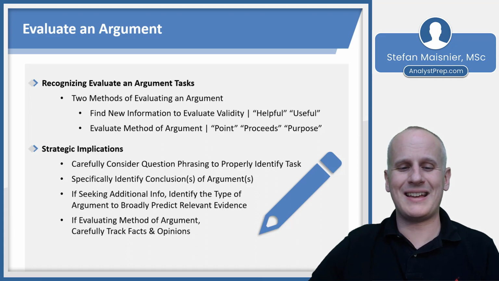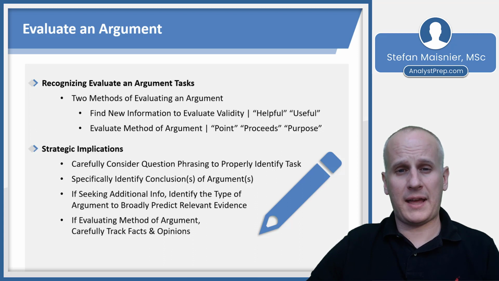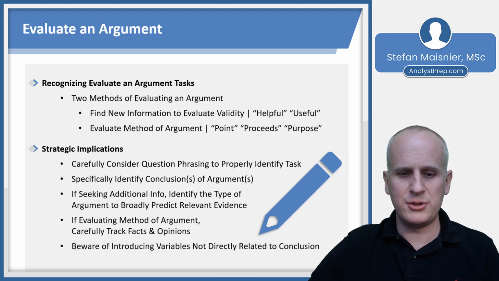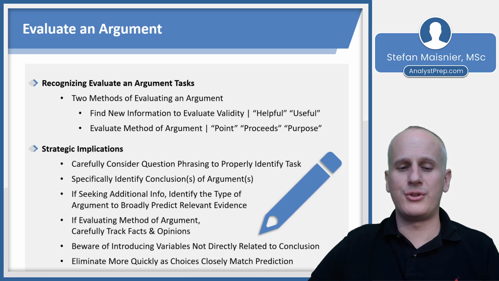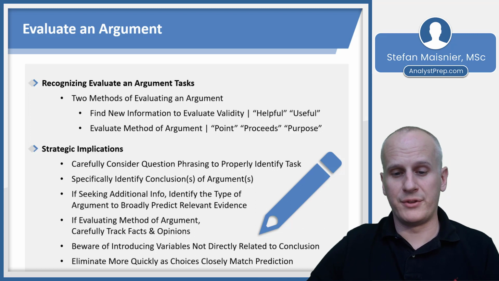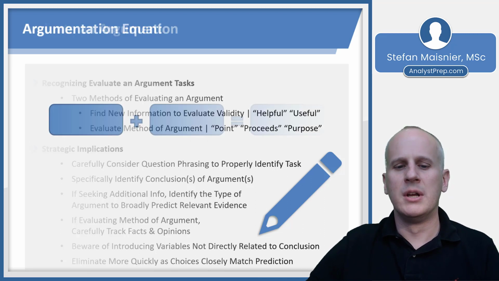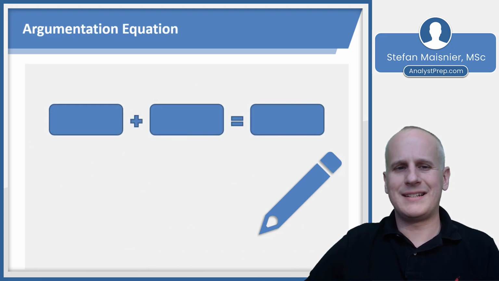But if you're being asked to evaluate the method of the argument, you'll instead want to carefully track the facts and opinions by ultimately diagramming the argument, as it were, using the argumentation equation on your scratchpad. You do have to be aware of introducing variables outside of the argument that are not directly related to the conclusion. And, of course, you can eliminate more quickly if the choices begin to match, or as one of the choices matches your prediction. So now let's take a look at the argumentation equation just for reflection.